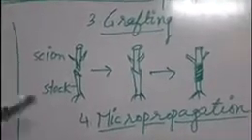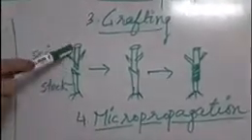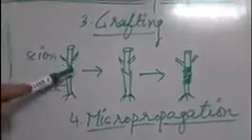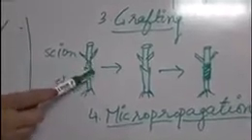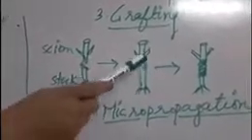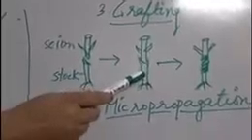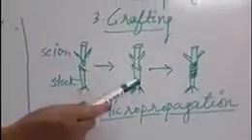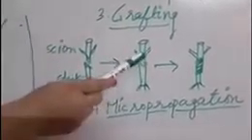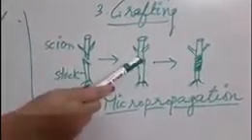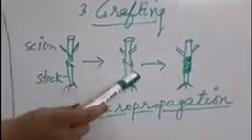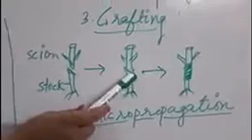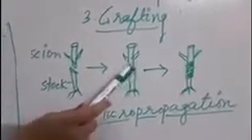The lower end of the scion and the upper end of the stock, they are both cut in a slanting manner. The scion is then placed over the stock. The cut surfaces of the two stems are fitted together. While joining the stock and the scion, the cambium of both the stems should be close together. Now cambium is a lateral meristematic tissue which will help in the increase in diameter of the plant.